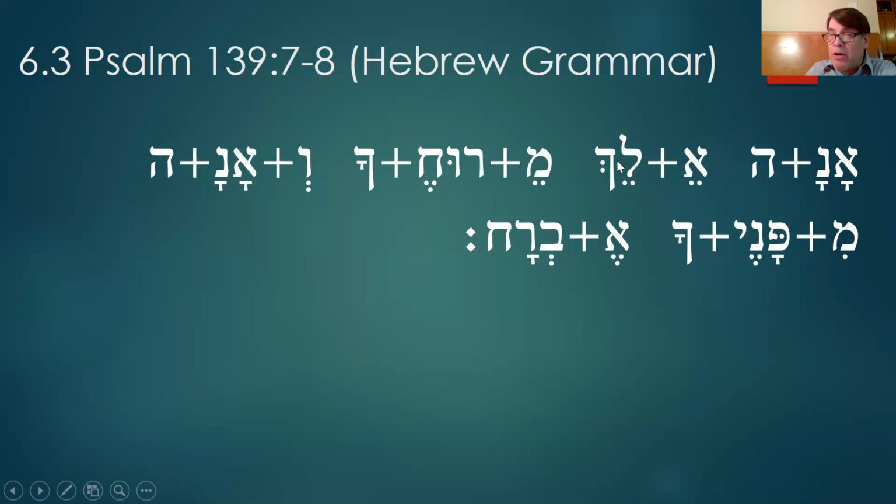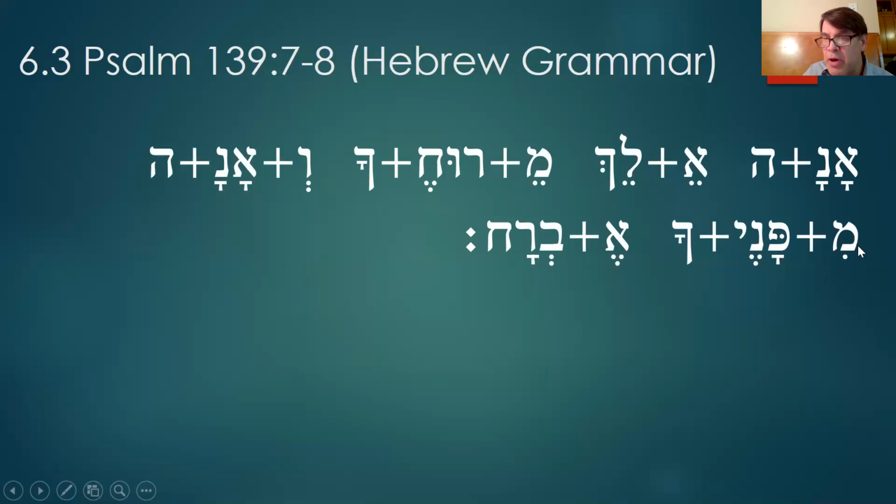To where will I walk? From your spirit. Ruach means spirit. Mi means from. And then a final kaf with a kamatz is a second masculine singular. Your, from your spirit, from your breath. Where will I go from your breath?